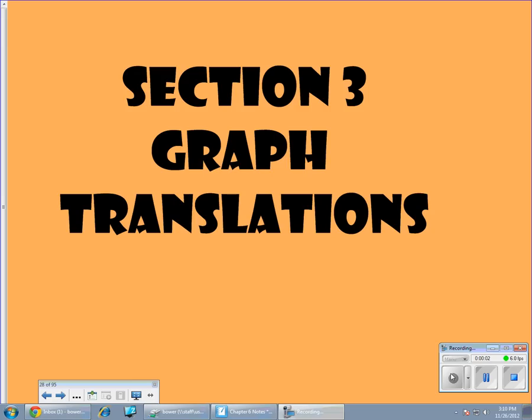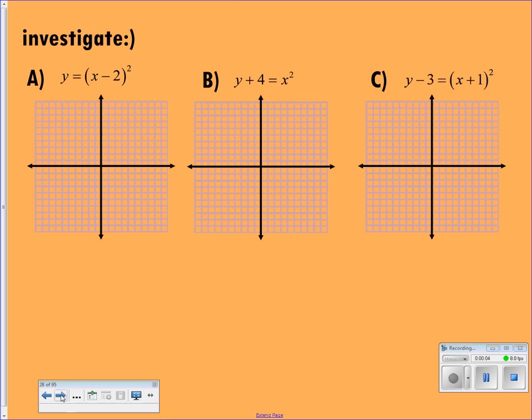Chapter 6, Section 3 is about the graph translation theorem. So the first thing we want to do is go ahead and look at 3 different equations and see what it looks like. If we graph these in our calculator, we'll get an idea.